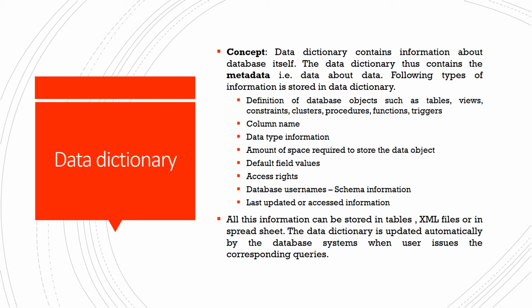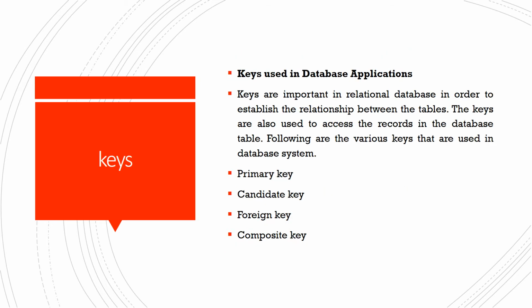The data dictionary is updated automatically by the database system when the user issues the corresponding queries. So the data dictionary stores all the information about the data. Then, what are the keys used in a database application? The keys are very important. In a relational database, relational data means tables.